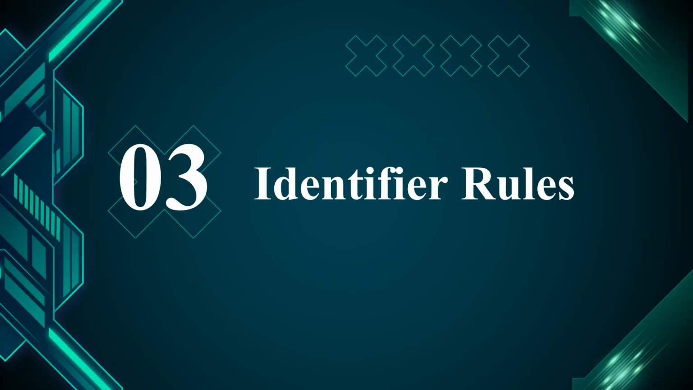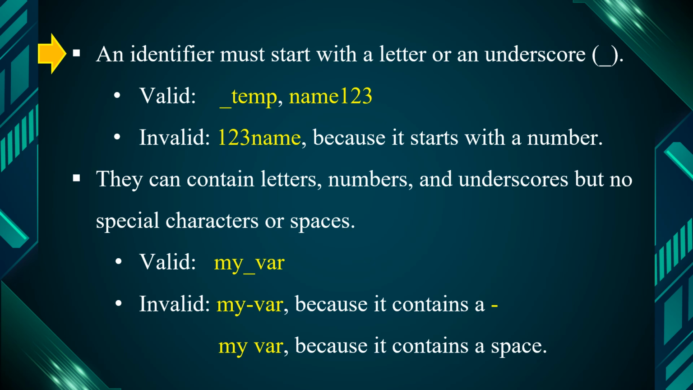Now, let's discuss the rules for naming identifiers, which are the names you assign to variables, functions, or other elements in your Python code. Here are the rules. Identifiers must start with a letter or an underscore. For instance, _temp and name123 are valid. But 123name is invalid because it starts with a number. They can contain letters, numbers, and underscores, but nothing else. So, my_var is valid. my-var is invalid because it uses a special character, a hyphen. And my var is invalid because it contains a space.